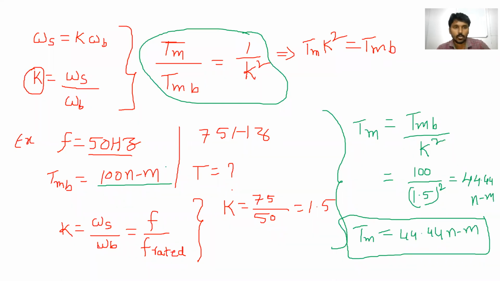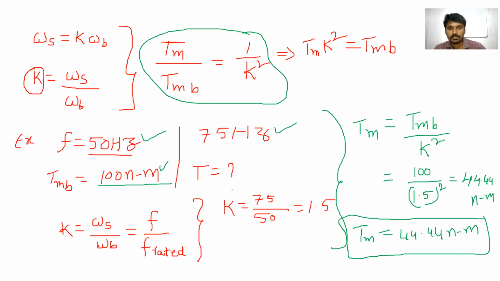If the motor is operating at the rated frequency, then the torque developed by that motor is 100 Newton meters when the frequency is 50 hertz. Clear? And next, if the frequency is increased, then what will the torque be? Does the torque increase or decrease? For that purpose, we have derived all these equations in the previous lecture also.